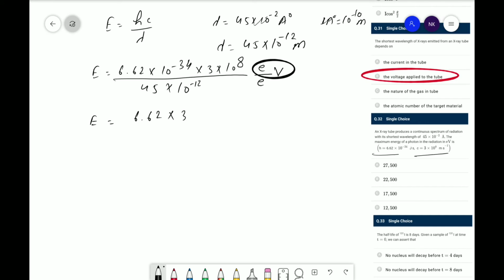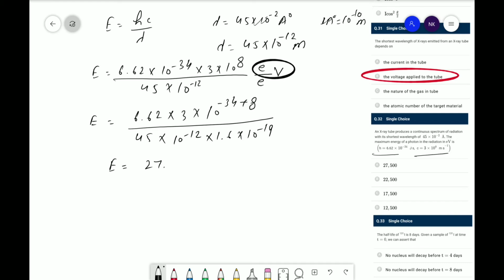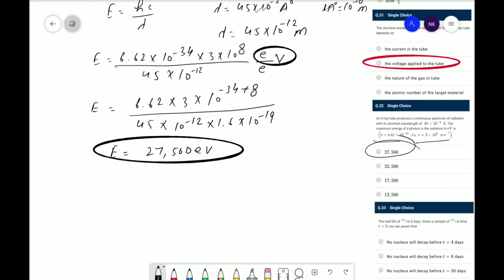Hence 6.62 into 3 into 10 the power minus 34 plus 8 divided by 45 into 10 the power minus 12 into 1.6 into 10 the power minus 19. After solving all these values, we will get E is equal to 27,500 electron volt. Hence the correct answer is A.